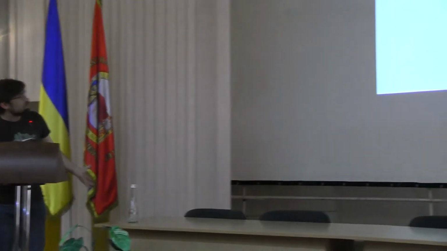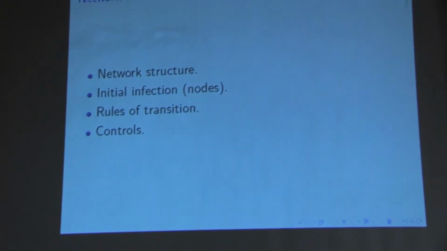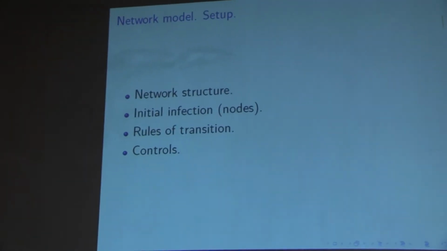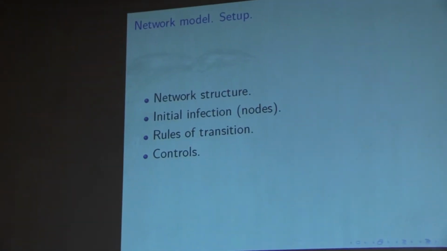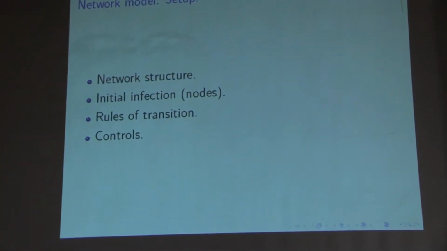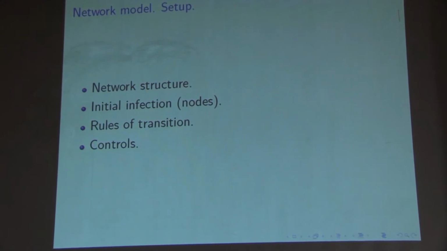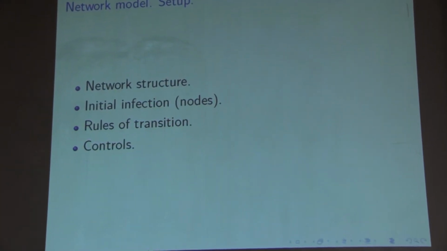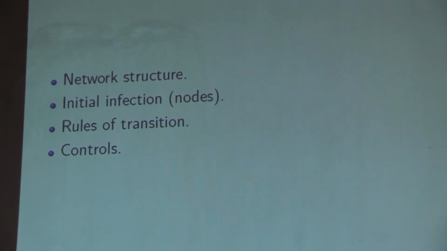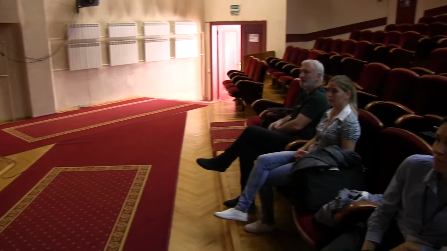So if you want to define a network model of infection, we need to define the network structure, which obviously will affect our spreading, and the initial infection, meaning which nodes are infected. Then the rules of transition, because depending on the application of the study, this can be constant spreading of infection or one-chance spreading of infection. For example, if you got an infected mail, you have one chance to open it, and if you don't open it, then you don't infect. And how to apply controls on this model.